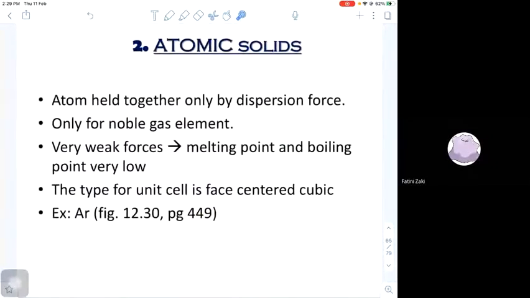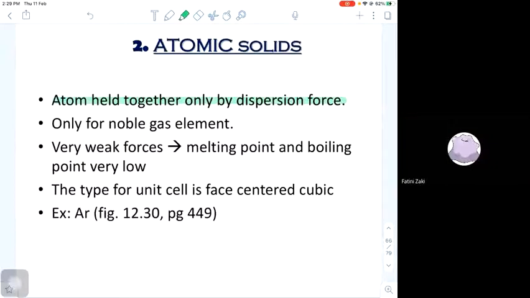And then the second type of the crystalline solid is the atomic solid. So the atomic solid is the solid when we have atoms that are held together by the dispersion force. We know that the atoms, of course, don't form any bond, so they are not polar. They are non-polar. They only have London dispersion force as the interparticle forces. As what we have learned, dispersion force exists in all atoms and all molecules.